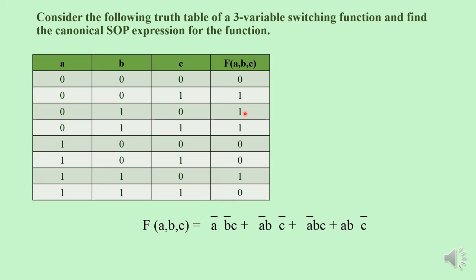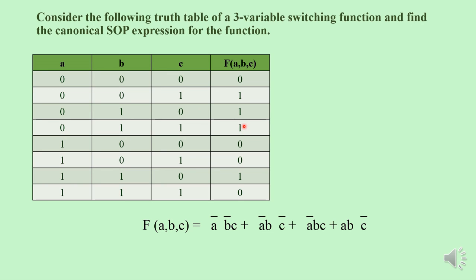Next one is getting here. What is the value of this one? That is A is 0, B is 1, C is 0. So A is 0 means it is represented by A bar, B is 1 means it is represented by a single variable B, and C is also 0, so again it is represented by C bar. So A bar B C bar.